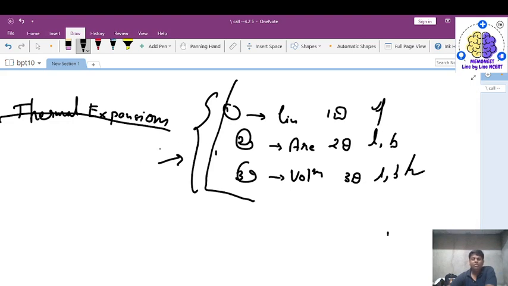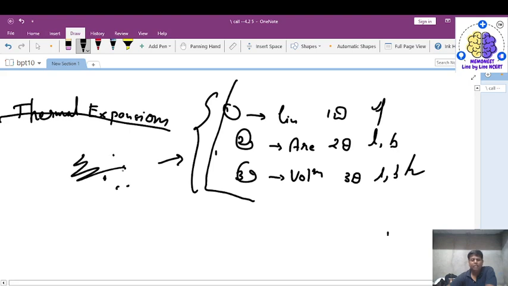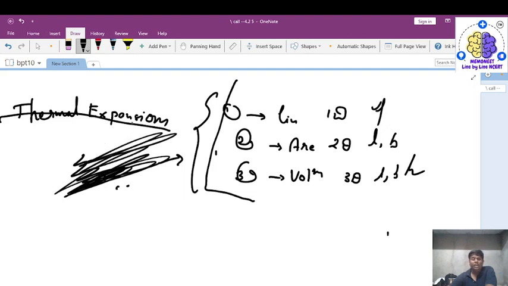Why does it expand? When heat is being supplied to the body, the particles present inside the body gain energy and start moving with a higher kinetic energy, and because of the higher kinetic energy, they start colliding more with the nearby particles. Because of this, the energy is transferred to the nearby particles, and all the other particles also start vibrating very fast. This is followed from one particle to another, and this results in the expansion of the body, right?